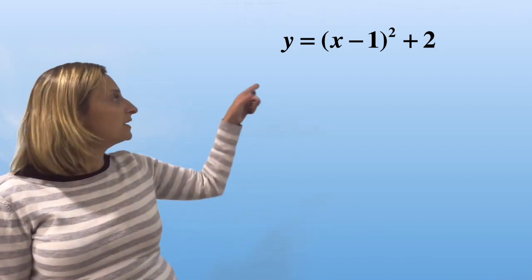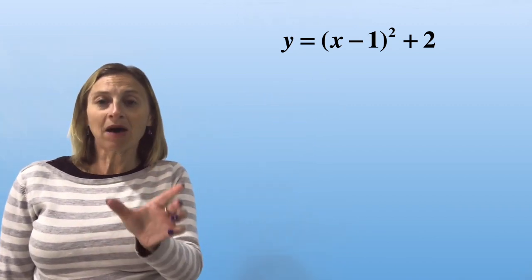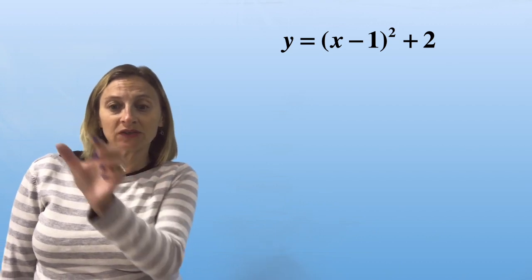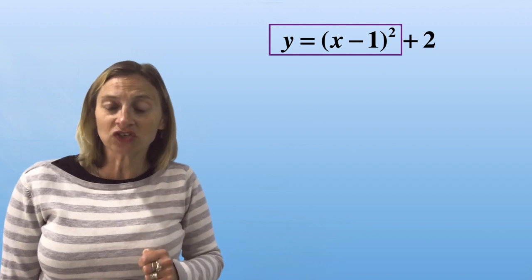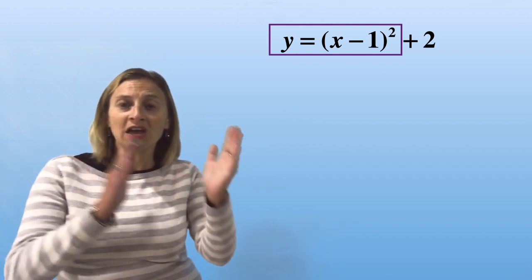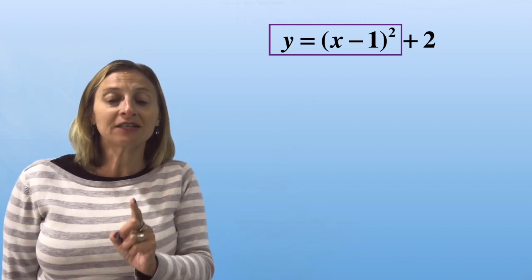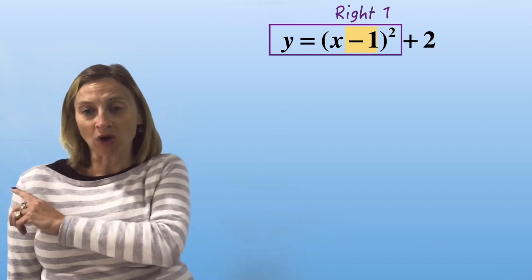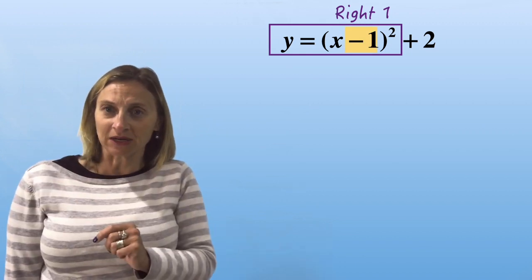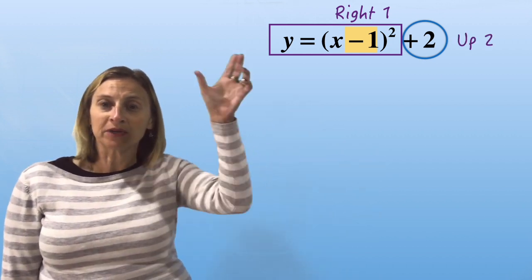What about something that looks like this? Y equals (x minus 1) all squared plus 2. Same thing. We have our basic curve, which is y equals x squared. Now there's something attached to the x. And when there's something attached to the x, that means it's going to move left or right. And in this case, because it's a minus 1, it's going to go to the right 1. So if it's a minus, it goes to the right 1. That's a little bit confusing, isn't it? And then after that, we have our plus 2, which means up 2.